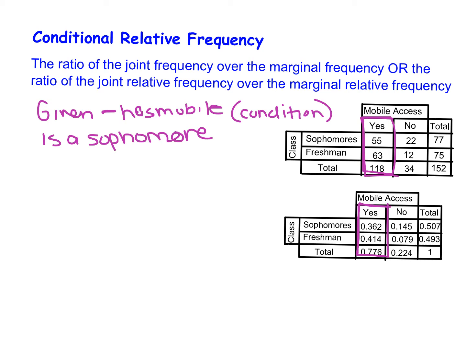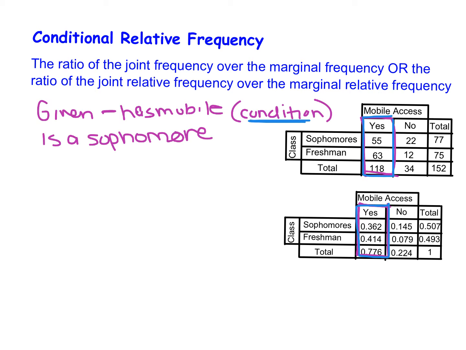So while there's a lot of data in the table, with conditional relative frequency, you are just going to focus on that particular category given that particular condition of, yes, we have mobile access. So there are two ways to find this. One is to just focus on your original frequencies. The other is to focus on those relative frequencies with the decimals. And it doesn't matter which one we do. You're going to see we get the same answer.